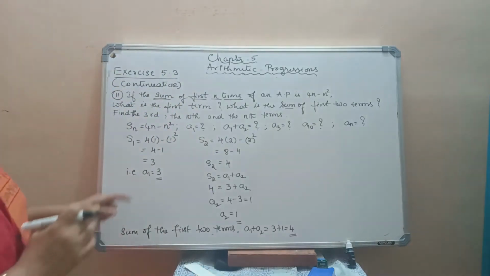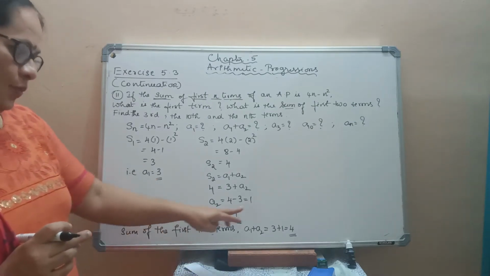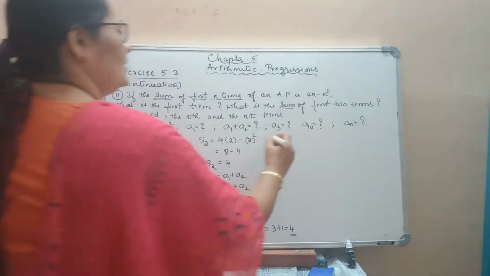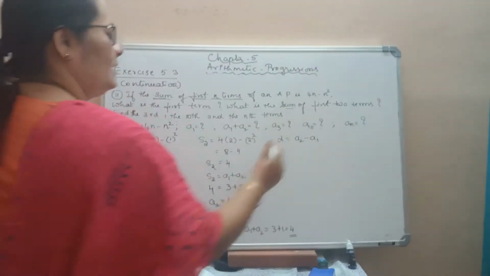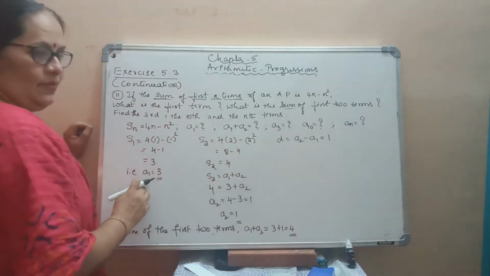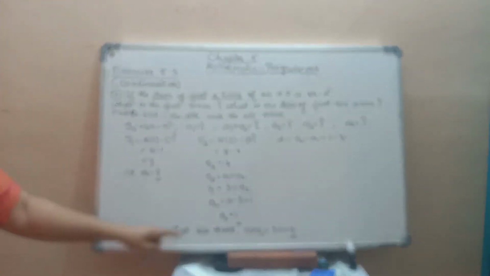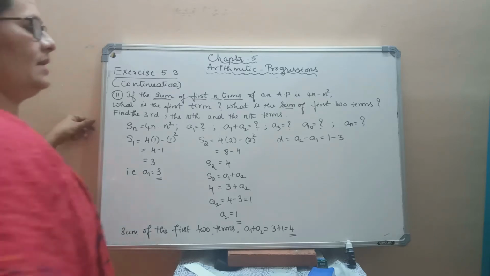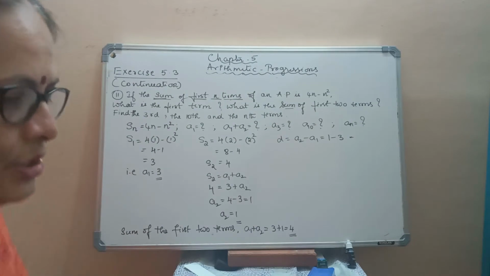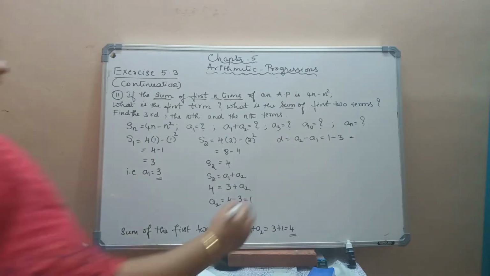Okay. Now the first term is 3 and the second term is 1. So the difference is A2 minus A1. So what is A2 here? 1, and A1 is 3. So the difference is 1 minus 3. 1 minus 3 is minus 2. So the common difference is minus 2.